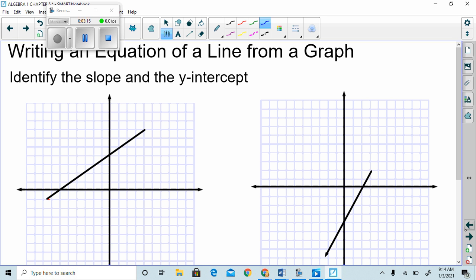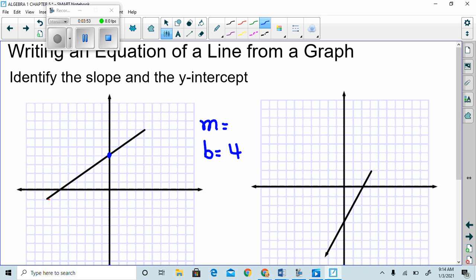Here, I need to identify or find those two pieces of information. I need to know my m, and I need to know my b. Well, we can easily find the y-intercept because that's a point that falls on the y-axis. So let's just count up 1, 2, 3, 4. My y-intercept is 4. I know that my slope is a ratio of rise over run, and we can identify the slope by counting boxes, which means we're going to find points that fall at a particular juncture here.